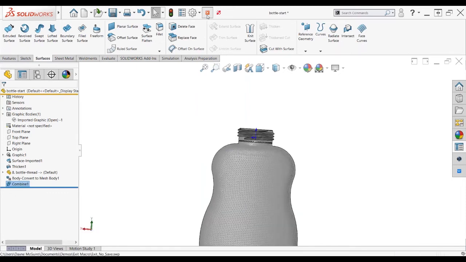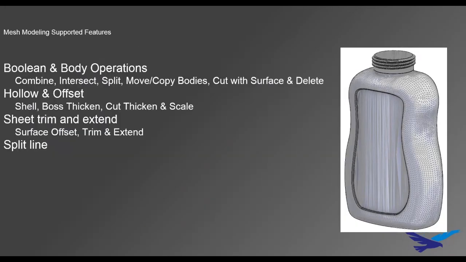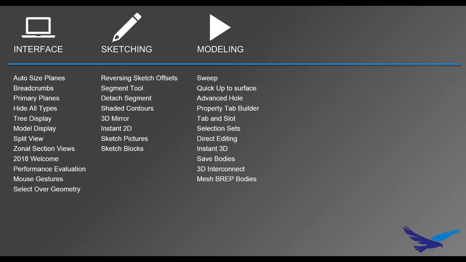So some of the other operations you can do on these mesh bodies is you can intersect, split, move, copy, cut with surface, delete them, shell, boss thicken, cut, thicken, and scale, surface offset, trim and extend, split line, lots of operations. And there are more to come. So that is it for the modeling section.